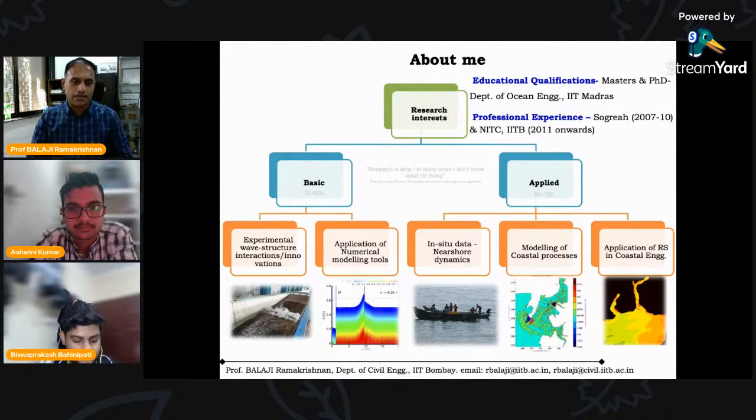We call it applied research, as you might know, or applied science in general. So we try to collect data from the field, measurements, and we also use that to improve our modeling skills and efficiency. At times we also use satellite-based information as well. Probably I will try to touch upon these in the subsequent slides through case studies of our research experiences.